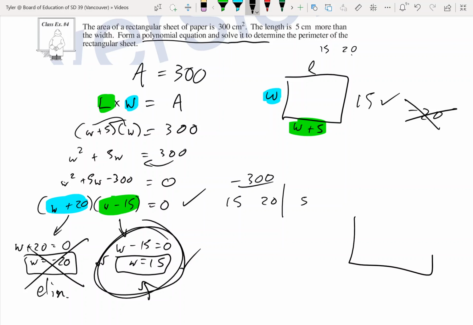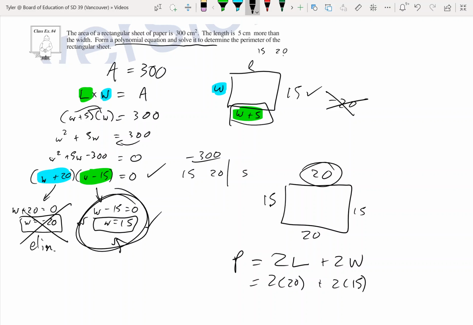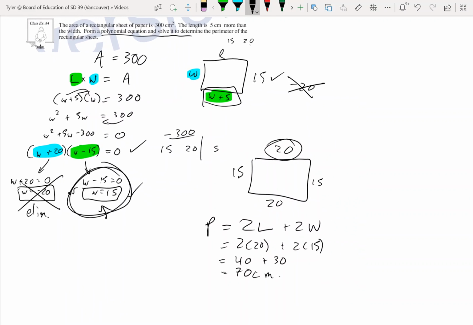So when I write my diagram, the width is 15. We said that the length was actually the width plus 5. So that means this is going to be 20. This is 20 and this is 15. If we want to find the actual answer, the perimeter is equal to 2 times the length plus 2 times the width. The length we said was 20. The width we said was 15. And we find the answer. I think it was centimeters, so it would be centimeters.